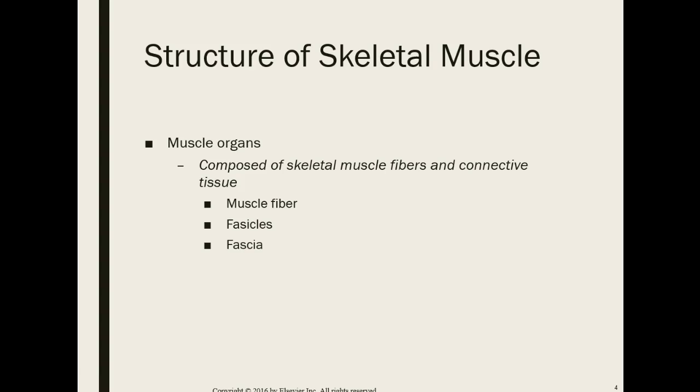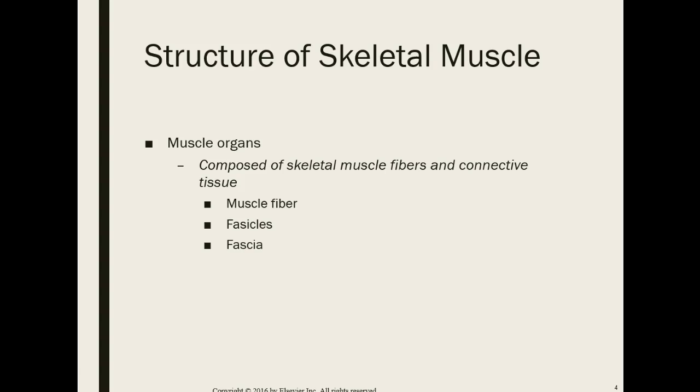The structure of skeletal muscle, the muscle itself, is going to be composed of muscle fiber, the fascicles, and then the fascia. So the muscle fiber are fine threads of muscle cells. The fascicle is going to be groups of fibers held together by a connective tissue. And then the fascia is connective tissue that groups together multiple fascicles to form the muscle organ.